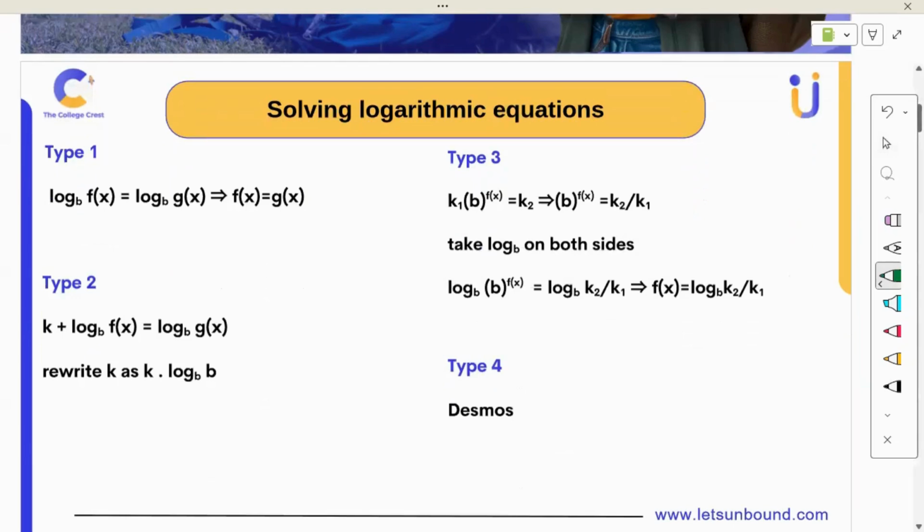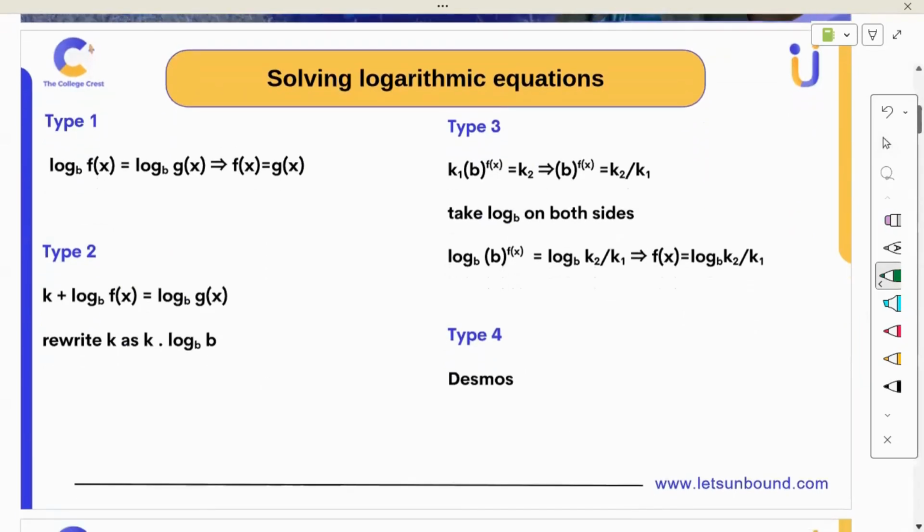So first, solving logarithmic equations. We have many types. Type 1 is very simple: log with base b of f of x equal to log with base b of g of x. Two functions, but the log is on both sides with the same base. In that case, it implies f of x equal g of x. It will become a normal equation and you know how to solve this, right?